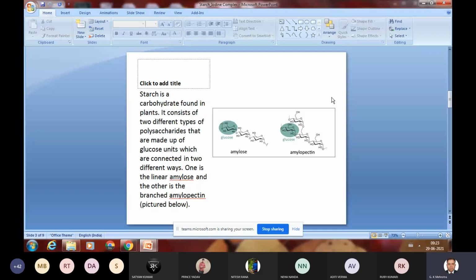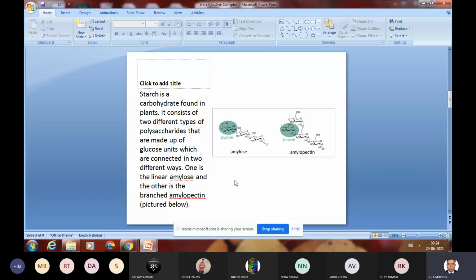Starch is a carbohydrate found in plants. It consists of two different types of polysaccharides that are made up of glucose units, which are connected in two different ways. One is the linear amylose, and the other is the branched amylopectin, pictured.